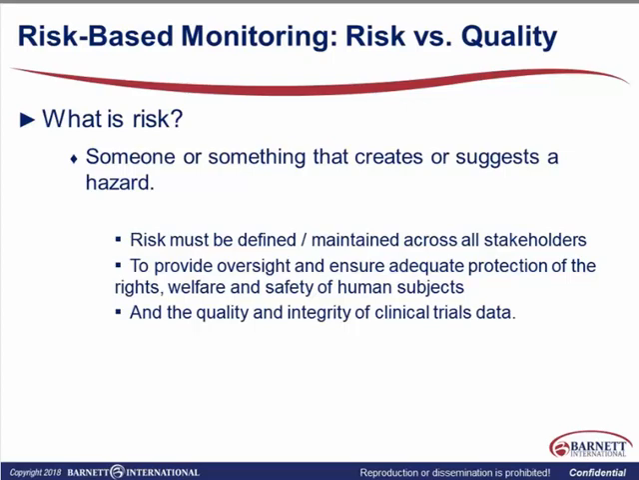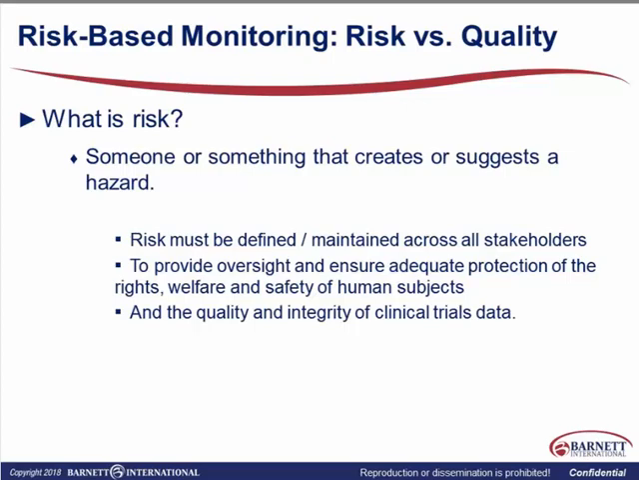study. And we want to provide oversight and ensure the adequate protection of the rights, welfare, and safety of human subjects. And that is really the goal of anything that we do in clinical research, that welfare and the rights and the safety of human subjects is paramount. And that's like the highest. You look at the definition of what is the remit of the Food and Drug Administration, and the welfare and safety of human subjects is right up there.